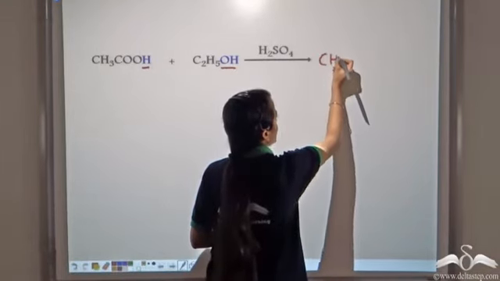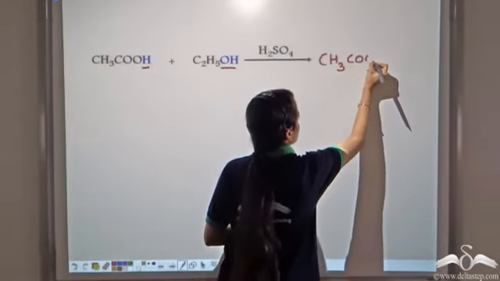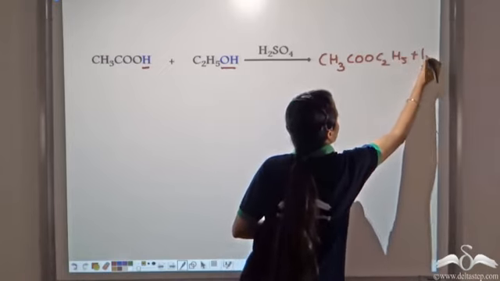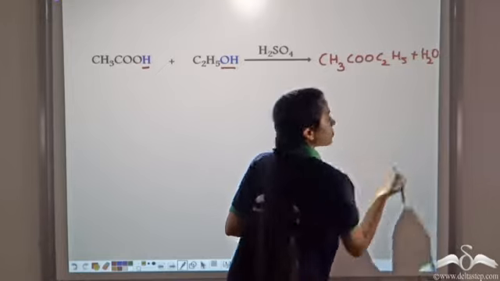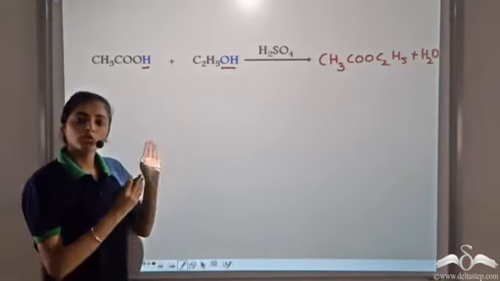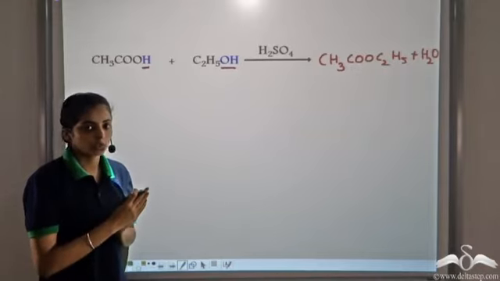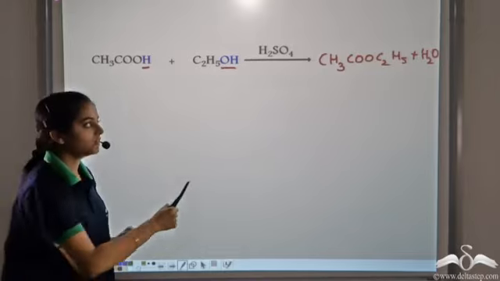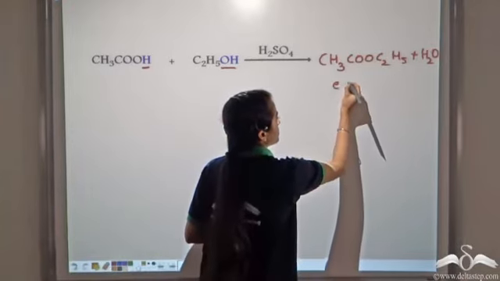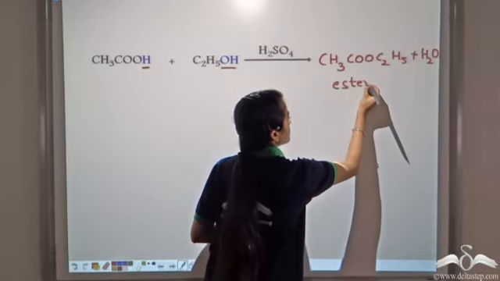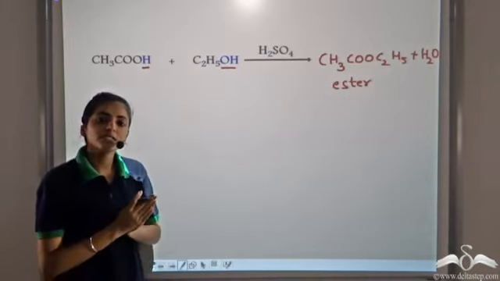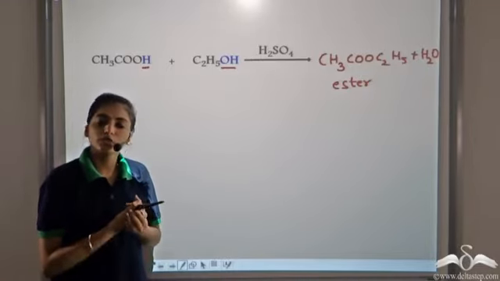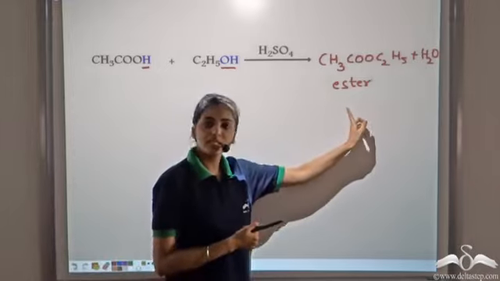So we get CH3COOC2H5, and water is released. So wherever it's possible for the water molecule to escape, it does so. And in this process, it forms CH3COOC2H5. This is an ester. Esters have a very sweet fruity smell. So this reaction can be identified by the presence of a fruity smell, which is nothing but this ester being formed.